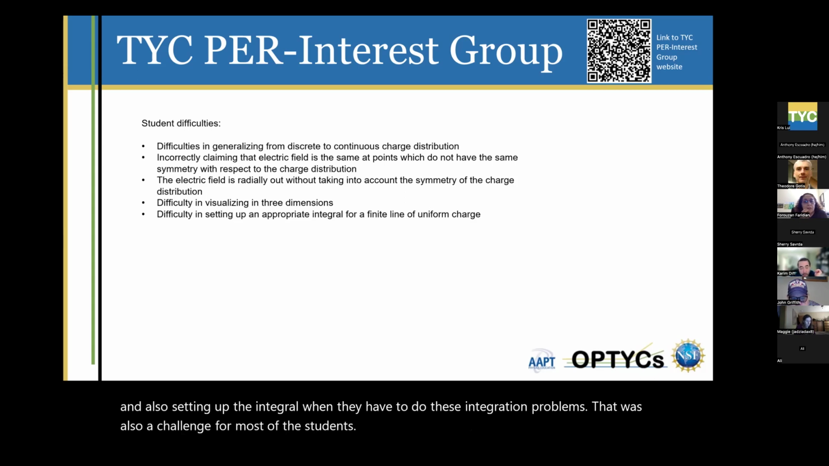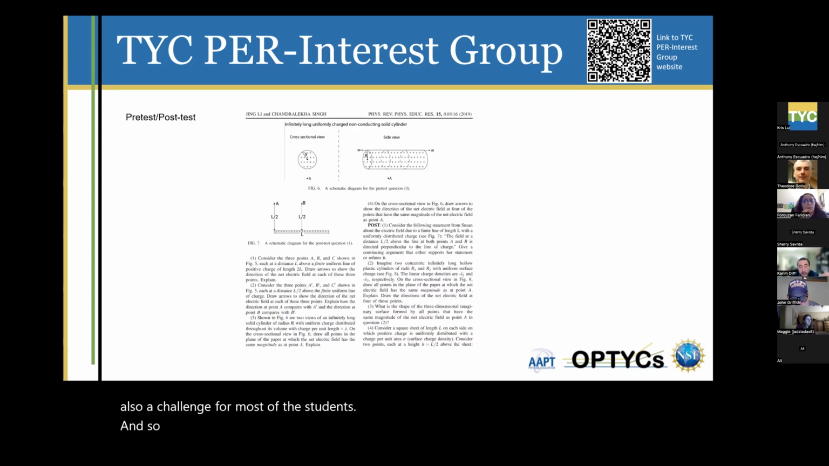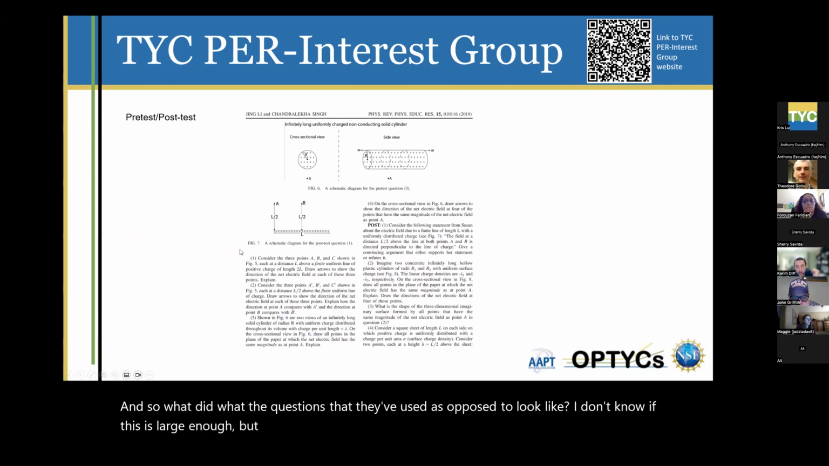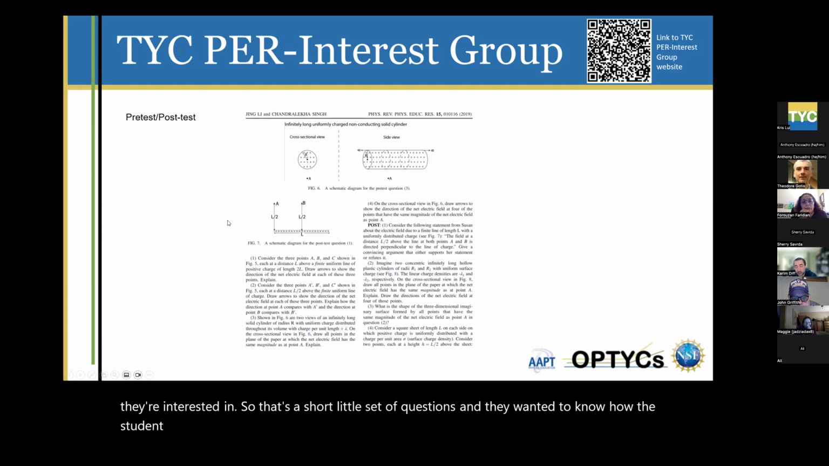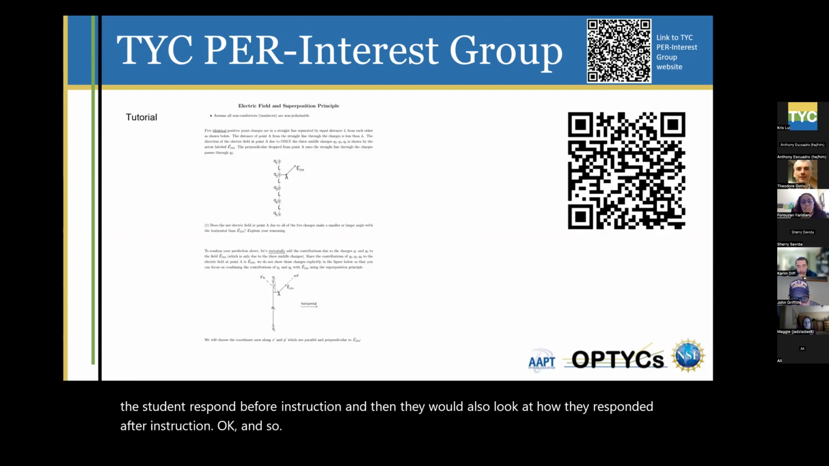And what the questions that they've used as a post-test look like, I don't know if this is large enough, but this is just to give you a sense of what kind of questions they're interested in. So that's a short little set of questions, and they wanted to know how the students respond before instruction, and then they also look at how they responded after instruction. Okay, and so this was just a view of the pretest.